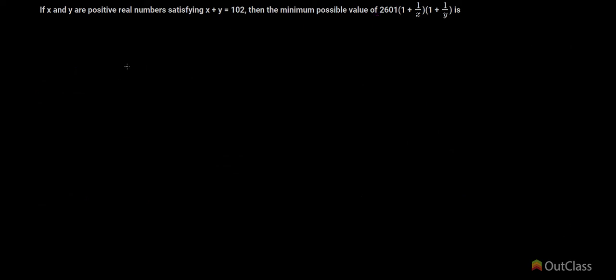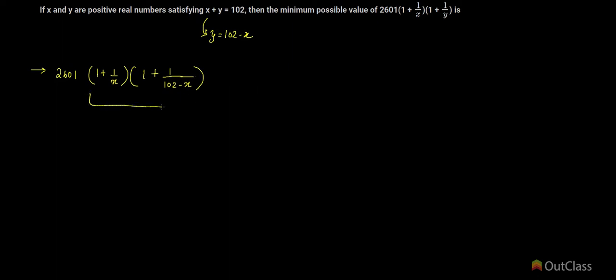So let's also talk about the rigorous approach. All you gotta do is take this and make y is equal to 102 minus x, and so the expression becomes 2601 into 1 plus 1 by x into 1 plus 1 by 102 minus x, and this expression has to be minimized. 2601 is a constant, this has to be minimized. Let's look at what it becomes.